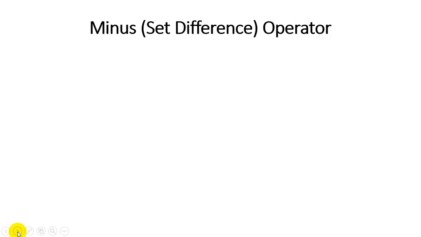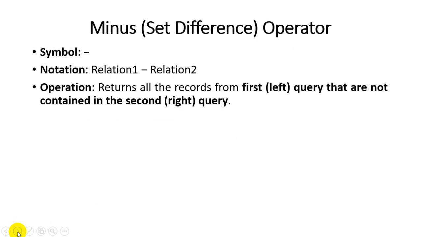And the last one is known as minus, or we can say the set difference operator. The symbol is known as the minus symbol. Notation: relation 1 minus relation 2. You will understand how the minus, or set difference, operator works. It returns all the records from the first, or left, query that are not contained in the second, or right, query.